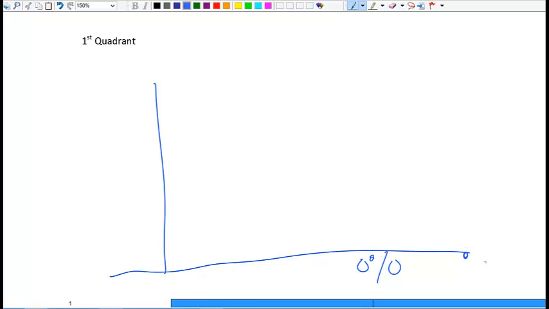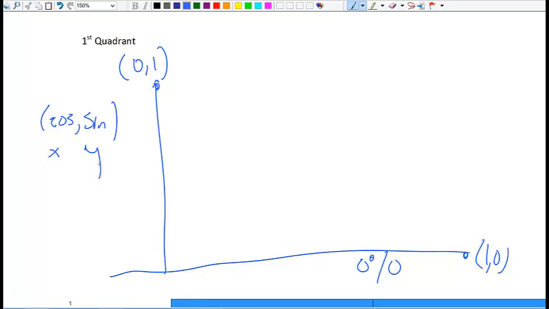And that has an ordered pair of 1, 0, and this up here has an ordered pair of 0, 1. And in any ordered pair, it's cosine, comma, sine. The x-coordinate would be the cosine value, and the y-coordinate would be the sine value.